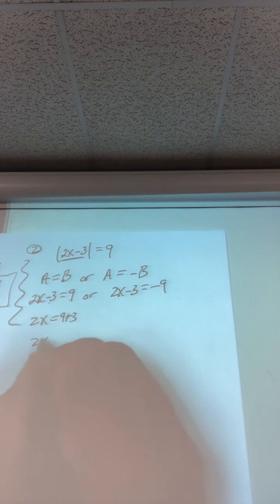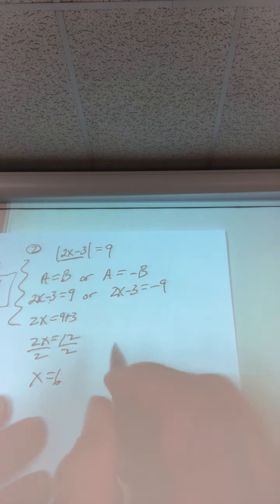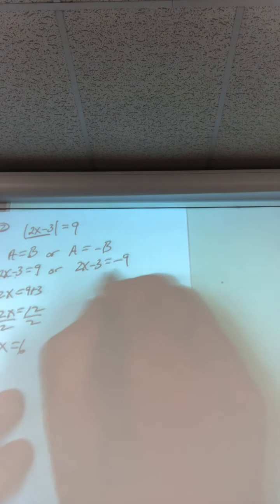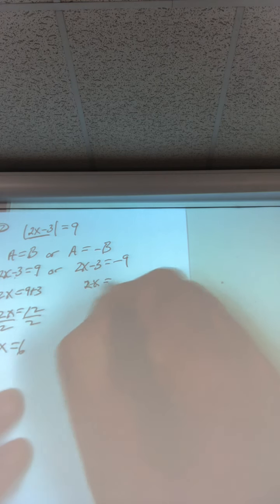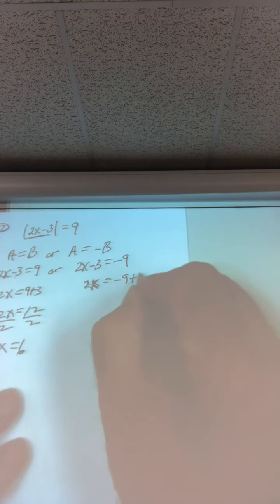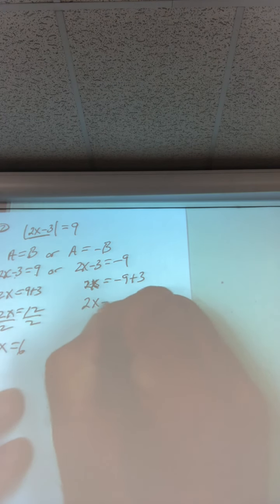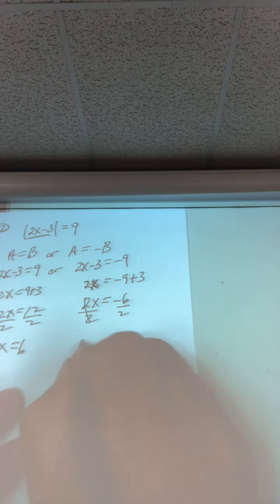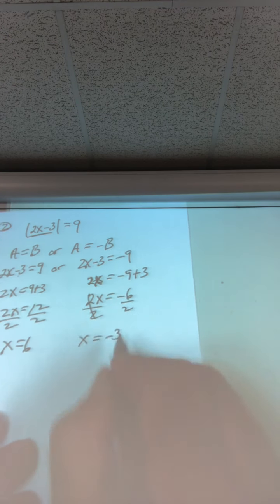When I do, I get 2x equals 12. Divide by 2 to get x equals 6. But we have another equation to solve. Add 3 to both sides. So this would be 2x equals... this is 2 times x, sorry. Negative 9 plus 3. So this is 2x equals negative 6. Divide by 2 to get x equals negative 3.